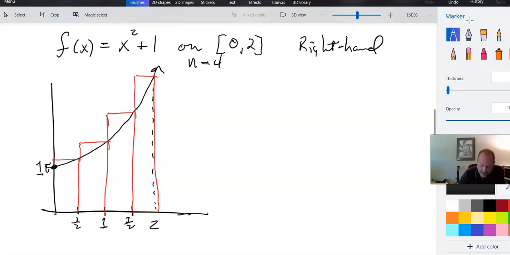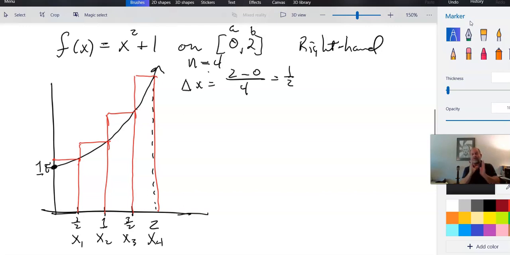Now, when it comes to your x values, your evaluation points, these are your x values that you're plugging into the function, right? So what we're going to be looking at first is, well, we need a height times a width. Now the width is our delta x, right? And that's b minus a over n. Well, b and a are here. That's a and that's b. So this is 2 minus 0 over 4, which is 1/2. So that means the width of all of our rectangles is 1/2.